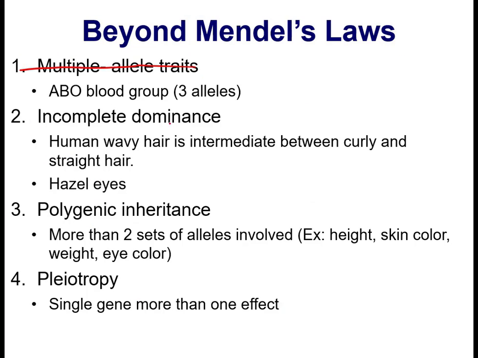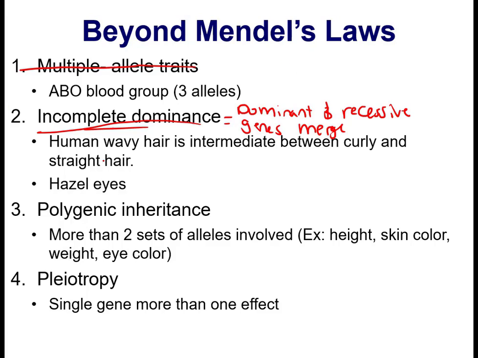The next rule breaker is something called incomplete dominance. So incomplete dominance is when there's not one dominant or recessive gene, but instead they kind of merge together. So for example, if you have wavy hair, that means that you have 1 curly hair allele and 1 straight hair allele. But if you have wavy hair, it's like you have a hybrid of both. Another example in humans is if you have hazel eyes, it means you kind of have a mix of brown eye allele and green eye allele from different parents.